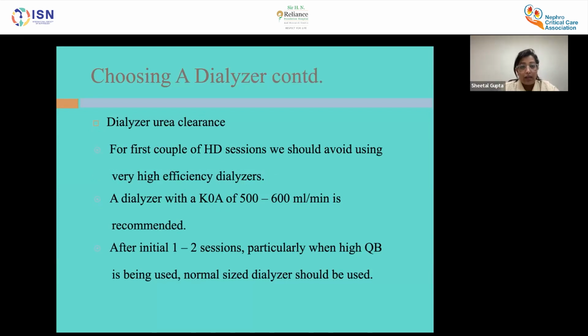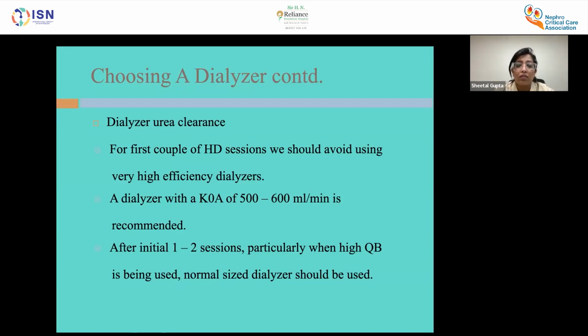Dialyzer urea clearance, that is K0A. For the first couple of hemodialysis sessions, we should avoid using very high efficiency dialyzers. A dialyzer with urea clearance of 500 to 600 ml per minute is recommended.